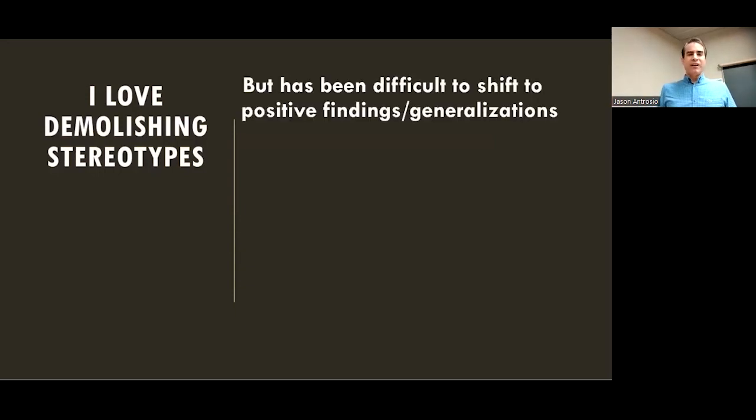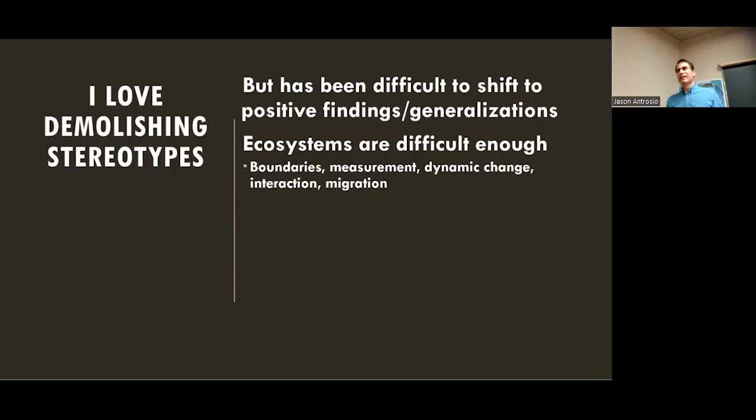To the extent that we've been able to demolish those stereotypes, that's great. However, as you can see from the frustration that comes up in this chapter, it's been very difficult to shift from simply getting rid of old stereotypes to figuring out what people can tell us positively about these environments, or to make larger generalizations. That is in part because, as we discussed in the last class, it's difficult enough to deal with ecosystems themselves, even if there were no people there. Where do you draw the line between one ecosystem and the next? How do you measure what's in it? How do you understand environmental change, because the environment is always changing?